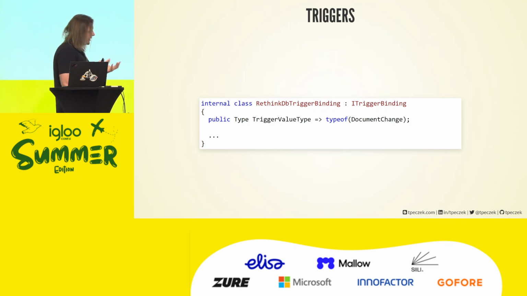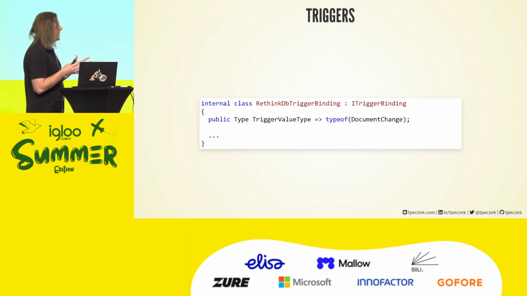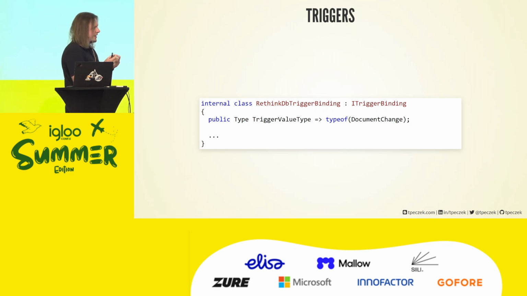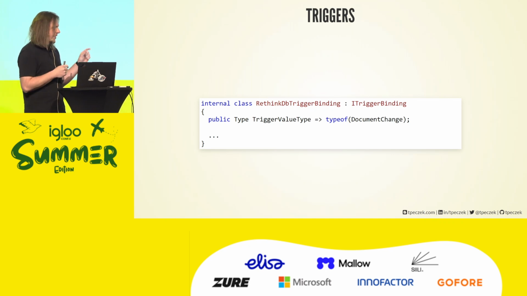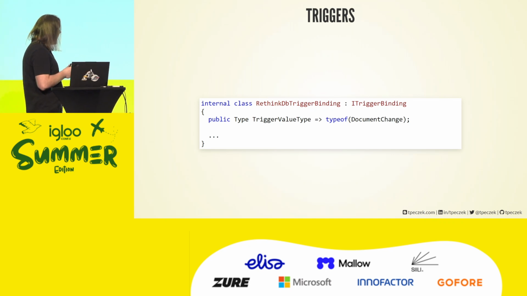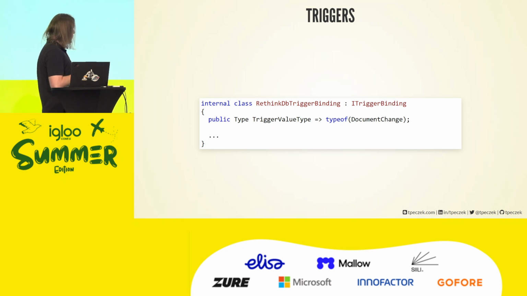How that trigger binding is creating a definition. First of all, it has to define what is the type of the trigger value. And trigger value basically represents the event that is coming from the service. It has to be a very specific type, only one. It doesn't have to be the type of the parameter on the function. There are ways to convert that.